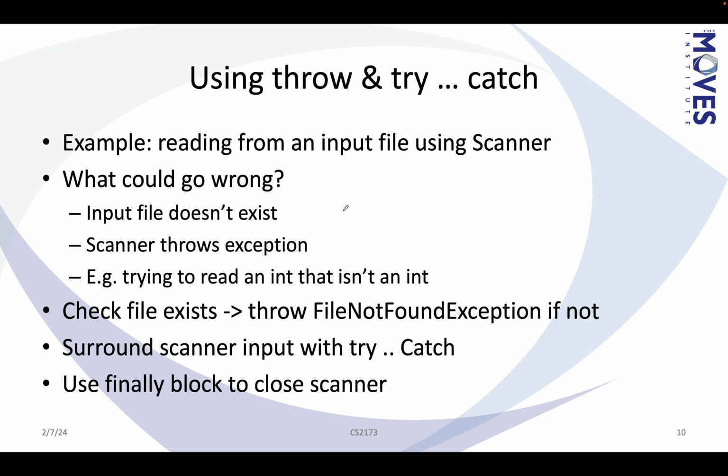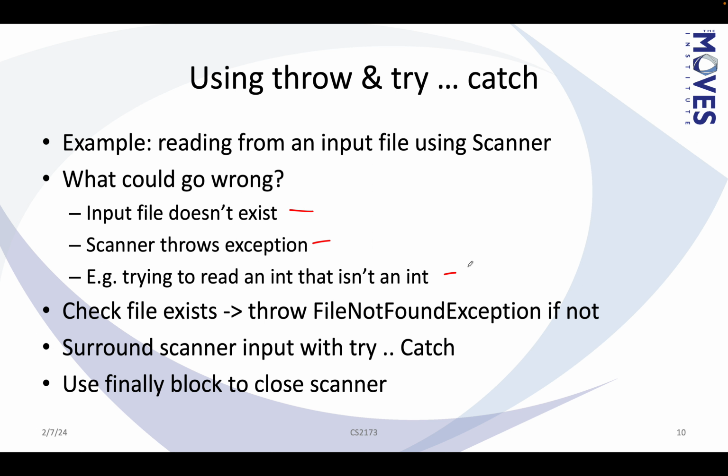Okay, so here's the little use case. We're reading from an input file using our scanner class. What could possibly go wrong? Well, one thing is that the input file doesn't exist. So how can you read from a file that doesn't exist? And how does the program know whether the file exists or not? That's something you can test for, but if it doesn't exist, then scanner does throw an exception, and that has to be dealt with.